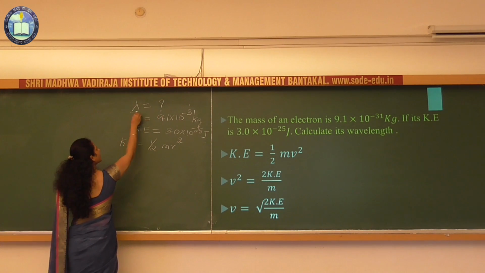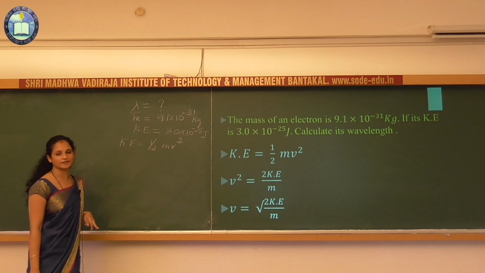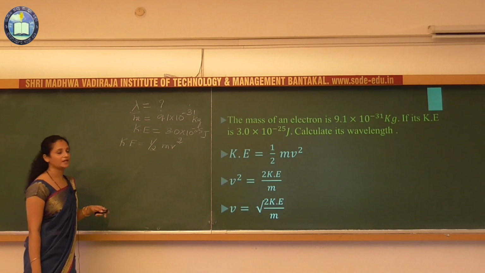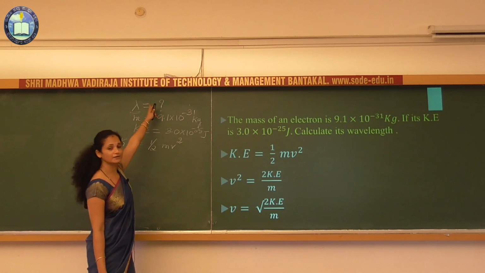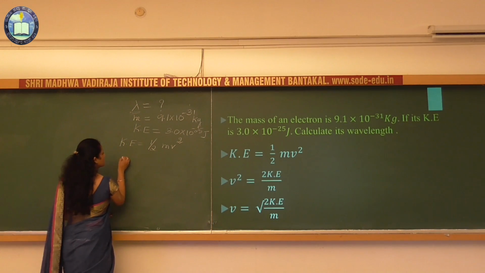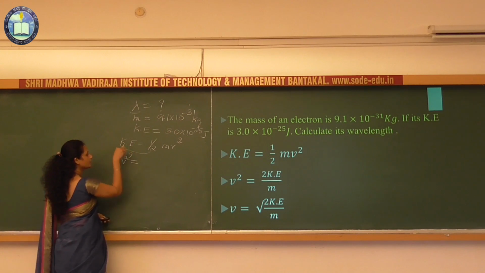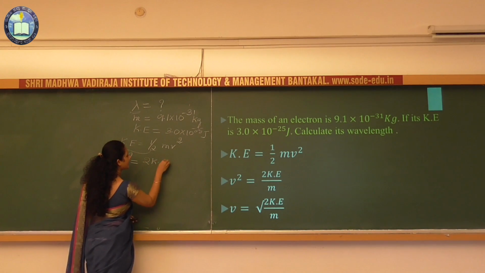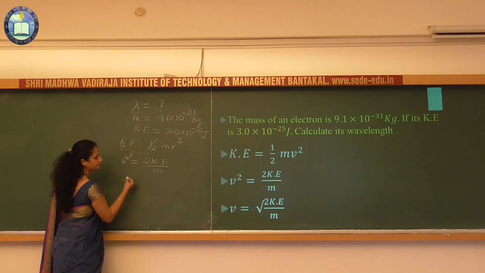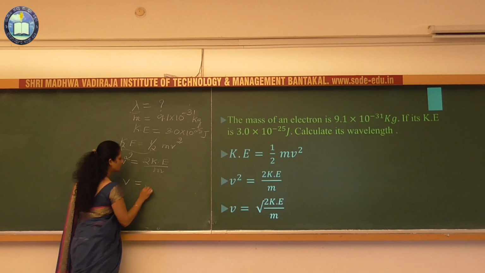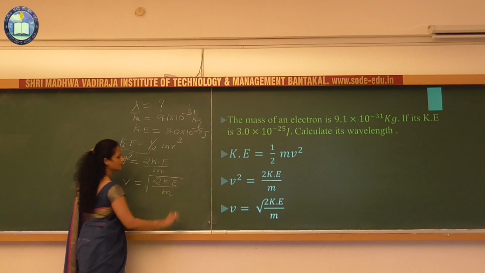Before calculating lambda, we should calculate velocity, because velocity is not mentioned. That's why, using the kinetic energy, we have to calculate velocity, then substitute it in de Broglie's relation. So v square is equal to, rearranging it, 2KE by m, the mass, or velocity is equal to the square root of this term, 2KE by m.